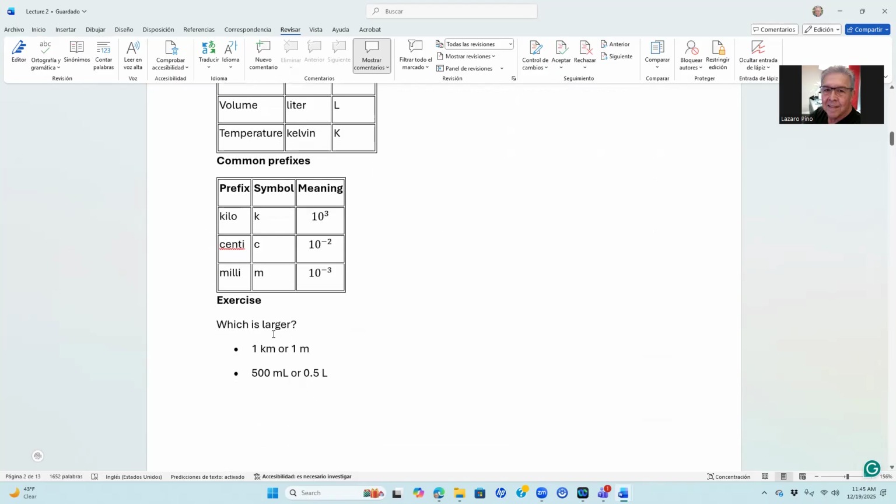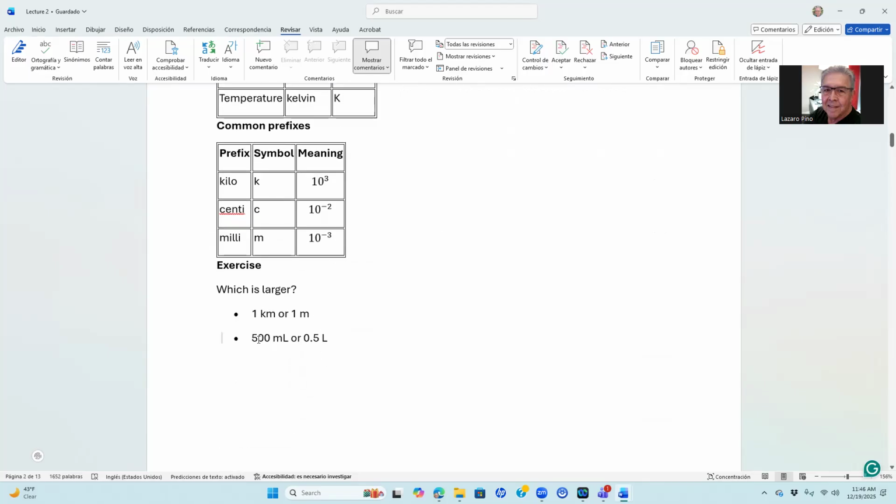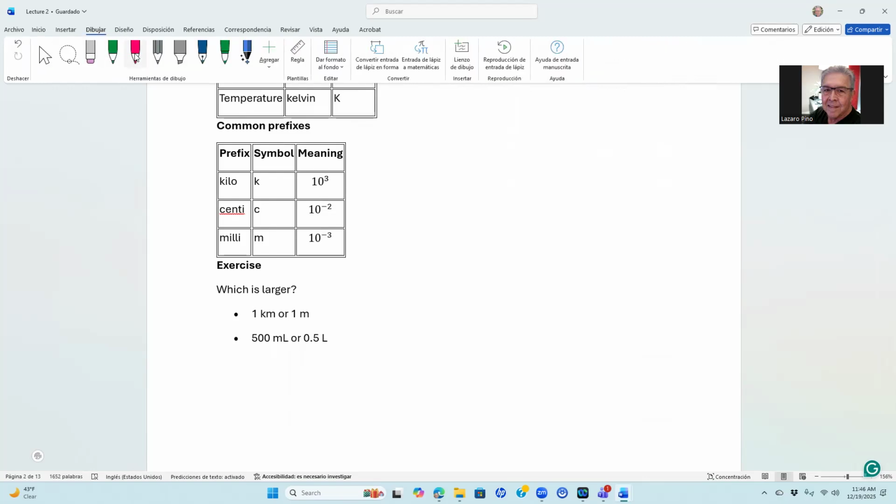Here you have an exercise. Which is larger? 1 kilometer or 1 meter? 500 milliliters or 0.5 liter? In order to do this exercise, all you have to do is convert both units into one. In this case, I'm going to keep 1 kilometer, and I'm going to change 1 meter into kilometer.